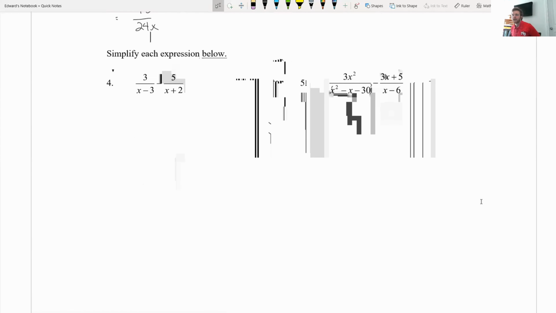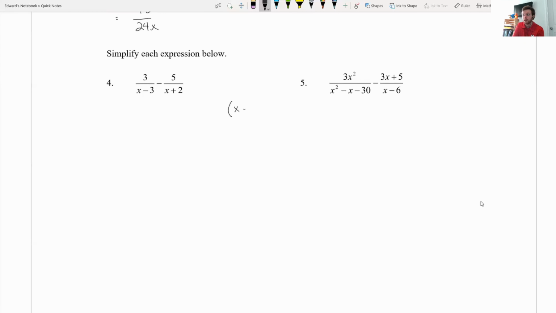All right, let's do it with some more expressions down here. We've got 3 over x minus 3 minus 5 over x plus 2. We want to find the least common multiple of these two denominators. What is an expression that x minus 3 goes into that x plus 2 also goes into? I think we need to just use both of those denominators as our factors. We need an expression that has x minus 3 in it, and one that has x plus 2 in it. So that's our LCM. We could put a 4 in front, but that wouldn't be the least common multiple. That would be a more common multiple, an MCM.